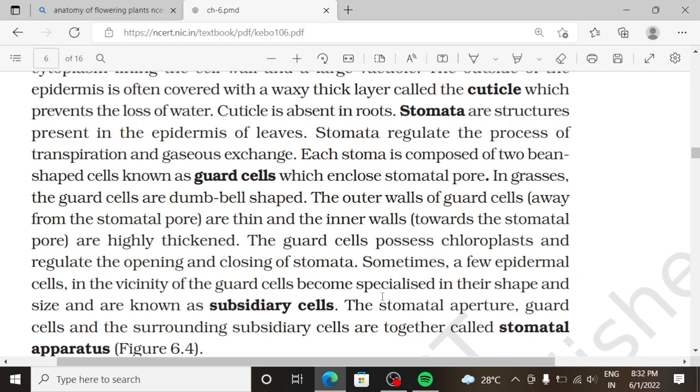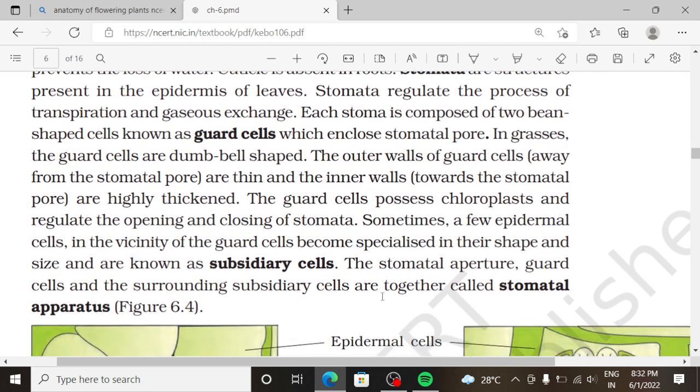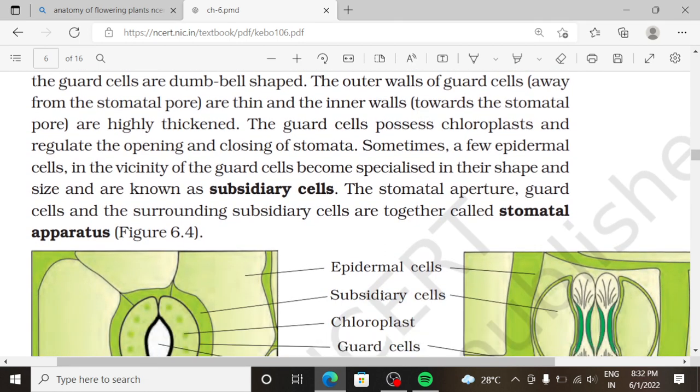Each stoma is composed of two bean-shaped cells known as guard cells, which enclose the stomatal pore. In grasses, the guard cells are dumbbell-shaped. The outer walls of guard cells away from the stomatal pore are thin, and the inner walls towards the stomatal pore are highly thickened. The guard cells possess chloroplasts and regulate the opening and closing of stomata.